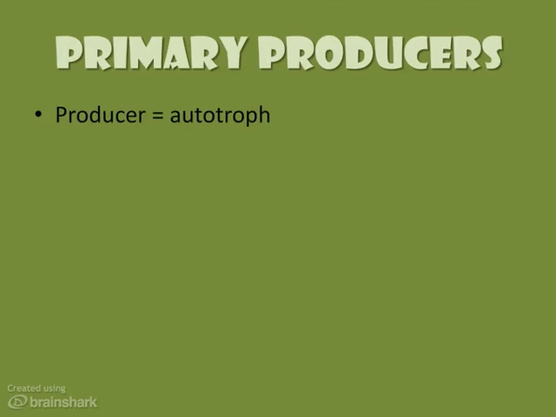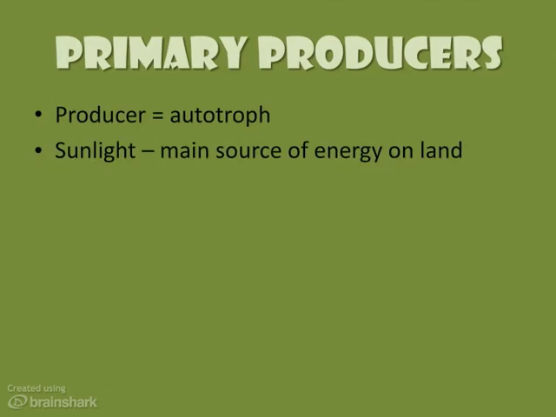Now, let's talk about these producers for a minute. If they are land organisms, they use sunlight as the energy source in the process of photosynthesis. Photosynthesis means to make from light. Photo, light, synthesize, to make. For a long time, this was one of the necessary ingredients for life, along with water.